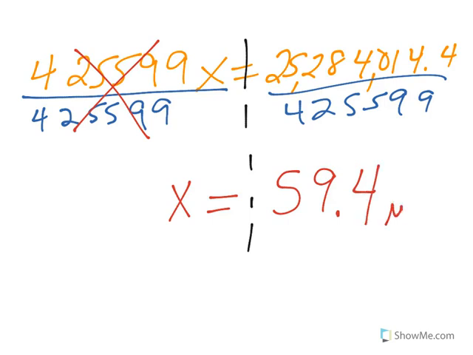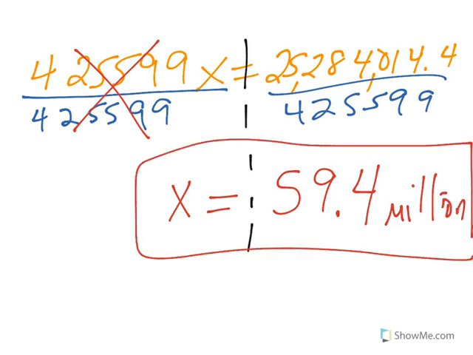But don't forget, that's million. So if Countrystan had the same population density as Big Country, we would expect 59.4 million people to live there instead of the 29.2 million that actually do live there. And that's how you can use proportional reasoning to talk about population density.